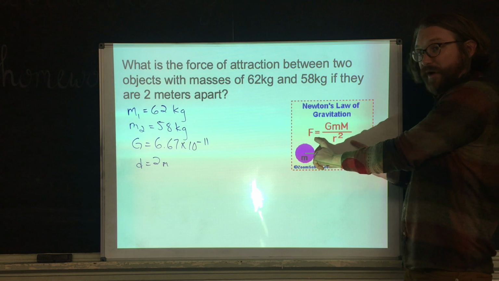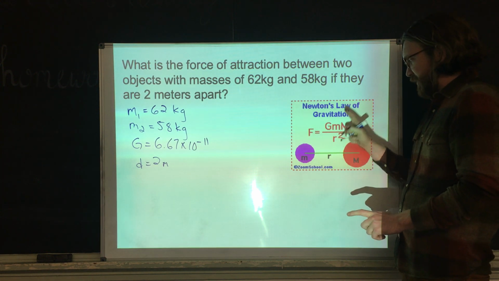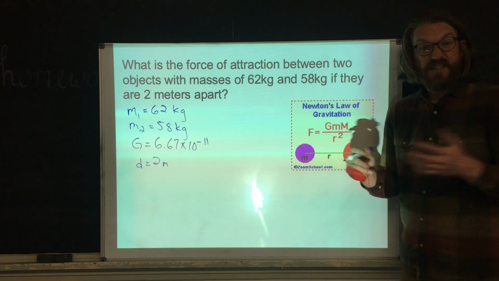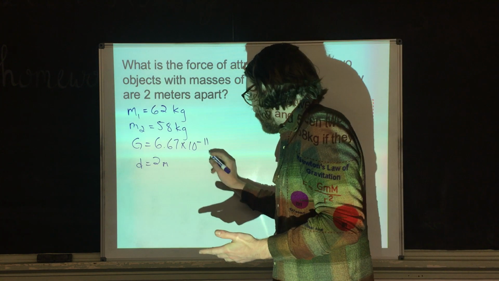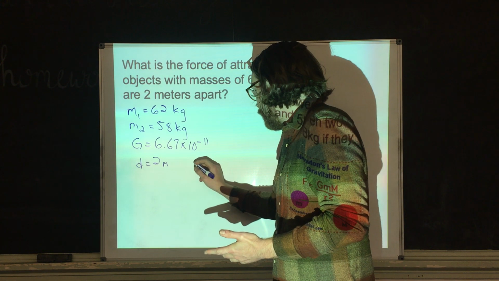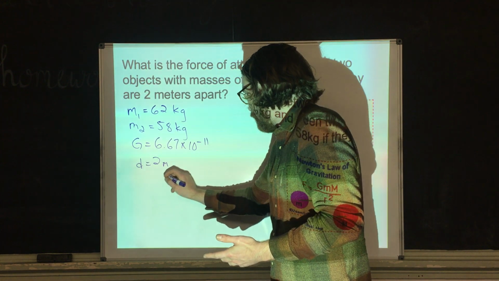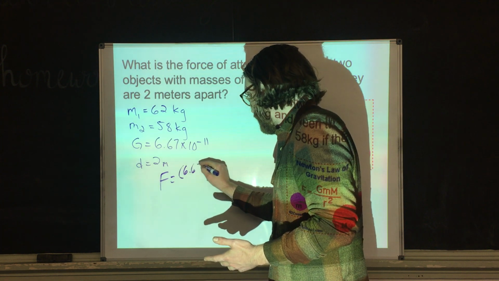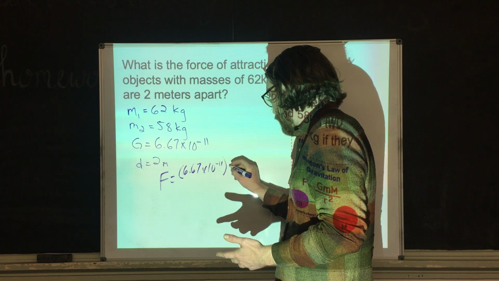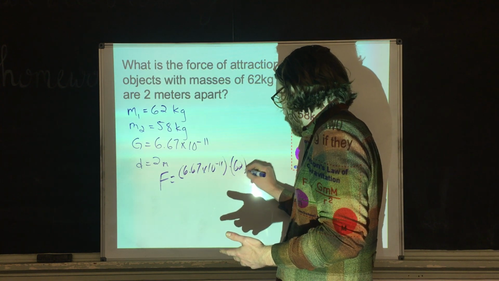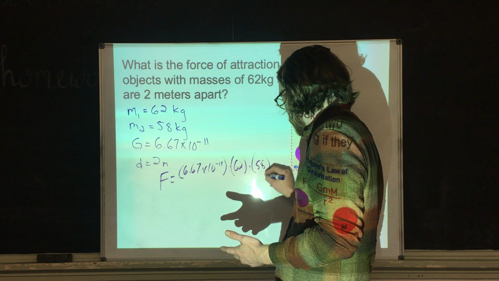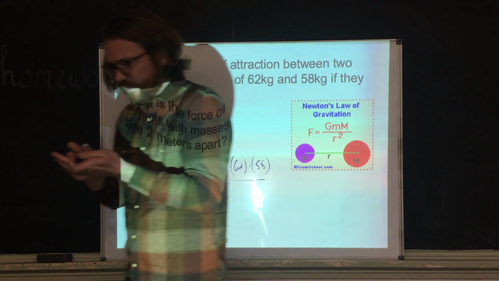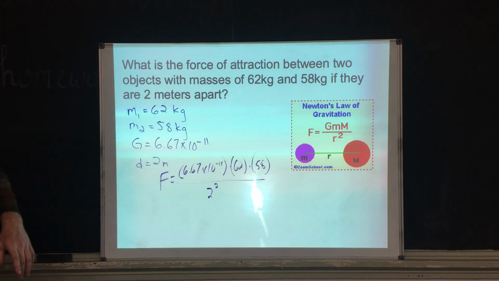Well, we're going to use the same equation. Big G times m1 times m2 divided by the radius. It's the distance squared. So watch this. The force is going to be 6.67 times 10 to the negative 11th times 62 times 58 divided by 2 squared. This one's a little easier to type in.